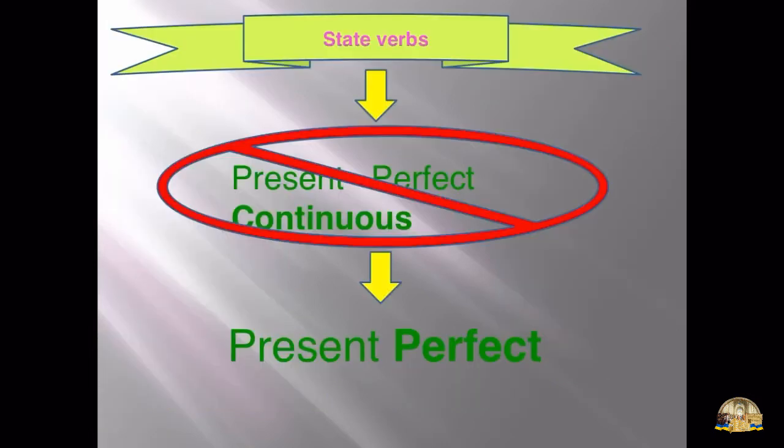The question is with the state verbs. These verbs can't be used in present perfect continuous. We can't add the -ing ending to these verbs. So instead of present perfect continuous, we have to use the present perfect simple.